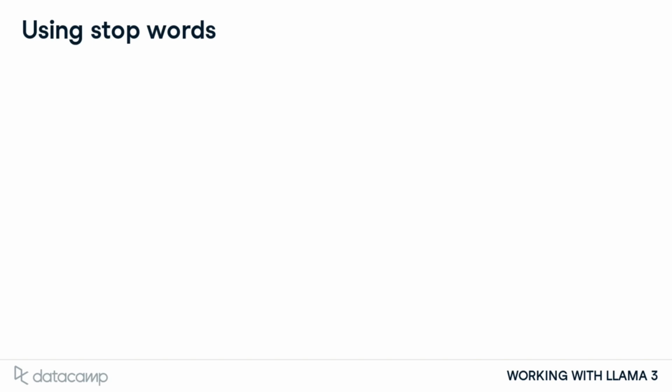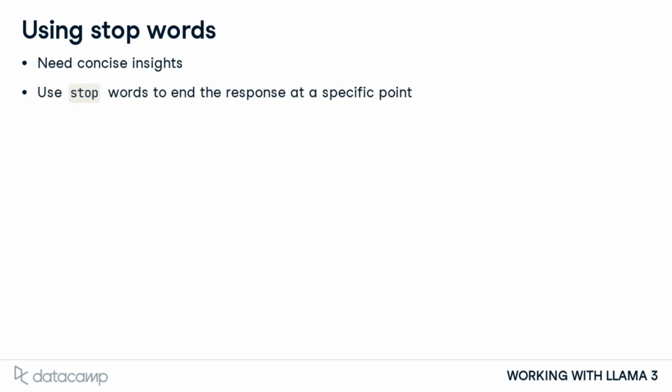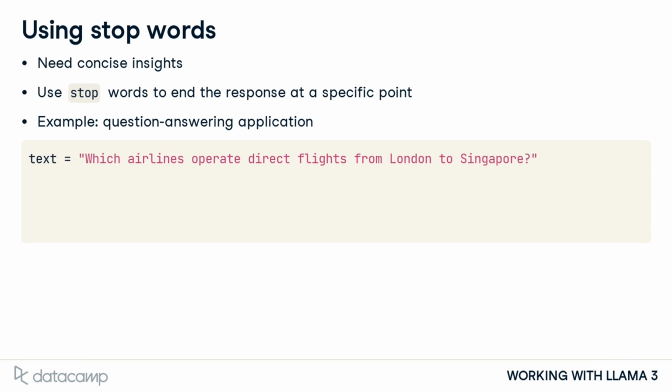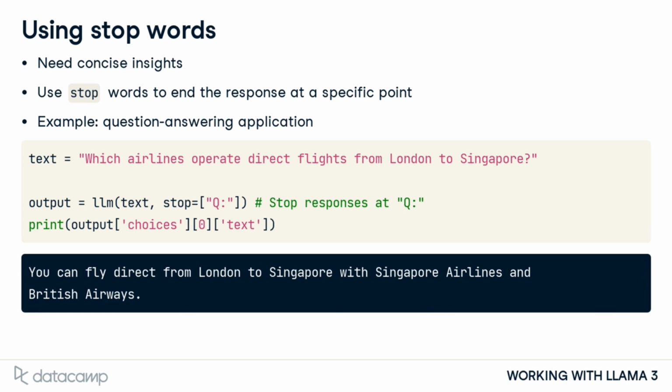Sometimes, Llama generates long responses when only concise insights are needed. By using stopwords, we can end the response at a specific point. For example, if we're working on a question-answering application for flight tracking, we may want to stop responses before they continue into the next question. To prevent the model from generating output beyond the first answer, we set the stop argument to Q, ensuring the assistant only answers one question at a time, without continuing into unrelated queries.